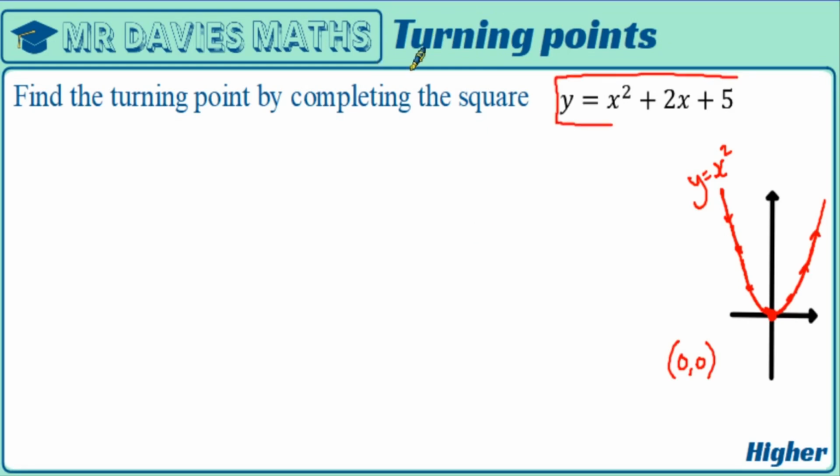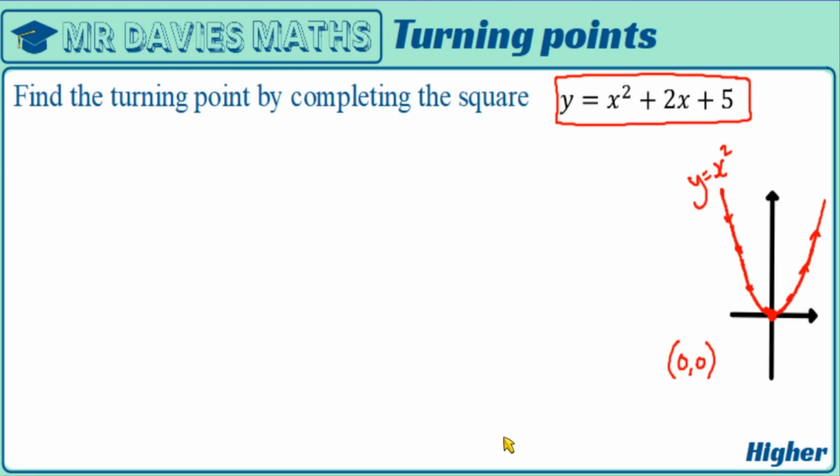Now the problem with our graph is we do not know where that turning point is because this quadratic graph has actually moved left, right, up, down. We don't actually know where it is at the moment. In its current state, it's very hard to tell where that graph has moved to. However, if we write it in its completed square form, it's very, very easy.